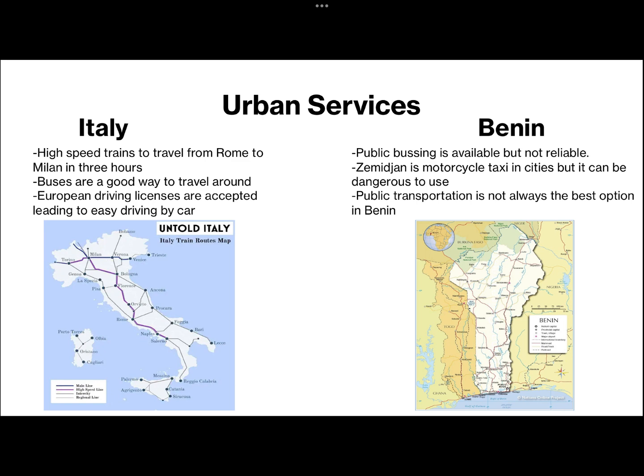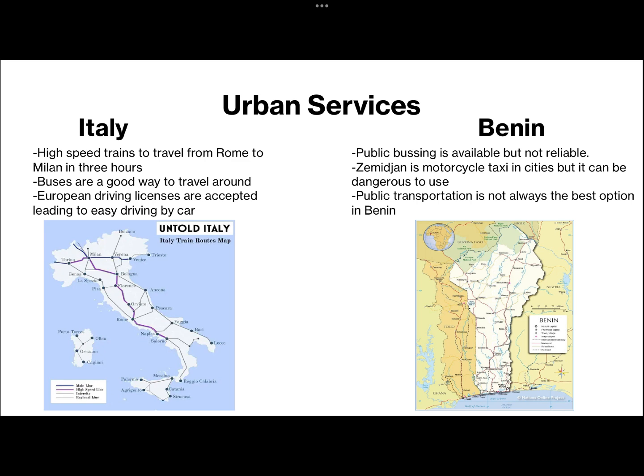Now for some more information about the cities, we can go on to urban services such as public transportation provided. Now Italy has many high-speed trains, and one that can travel from Rome to Milan in 3 hours. The buses are also a good way to travel around the country. A European driving license is accepted in Italy, making it easier to drive between countries if you were to go to Europe and you had the European Union driving license.